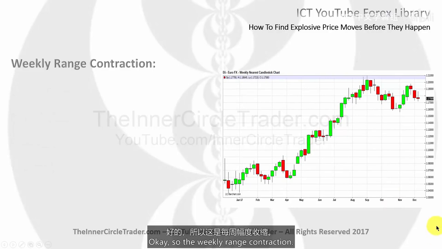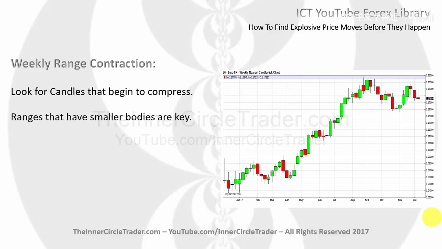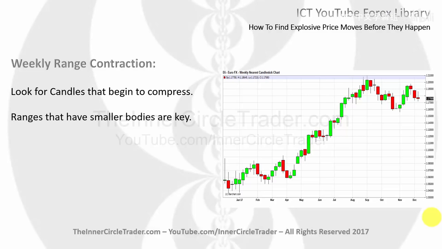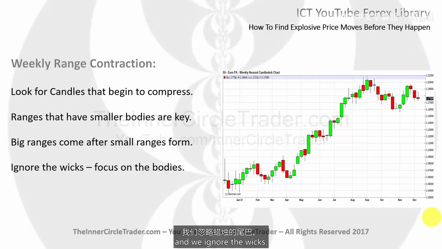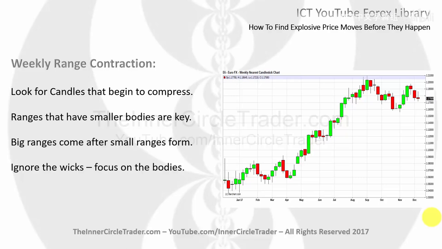Okay, so the weekly range contraction, we're going to be looking for candles that begin to compress. Ranges that have smaller bodies are key. Those are the ones that we're looking for, and we're wanting to trade when they form. Big ranges come after small ranges form, and we ignore the wicks. We're focusing only on the bodies of the candles.